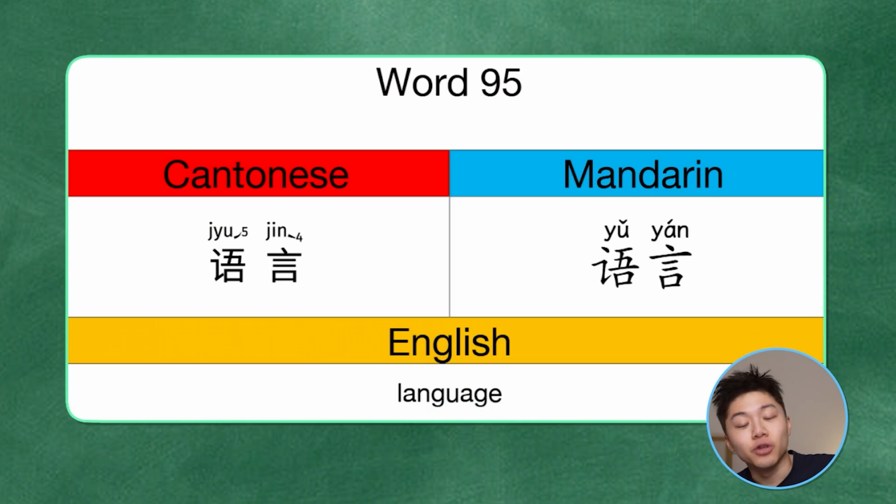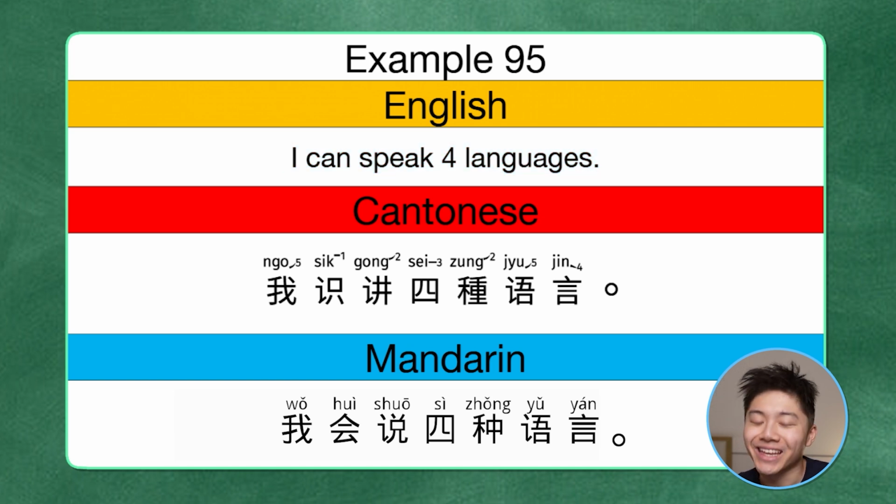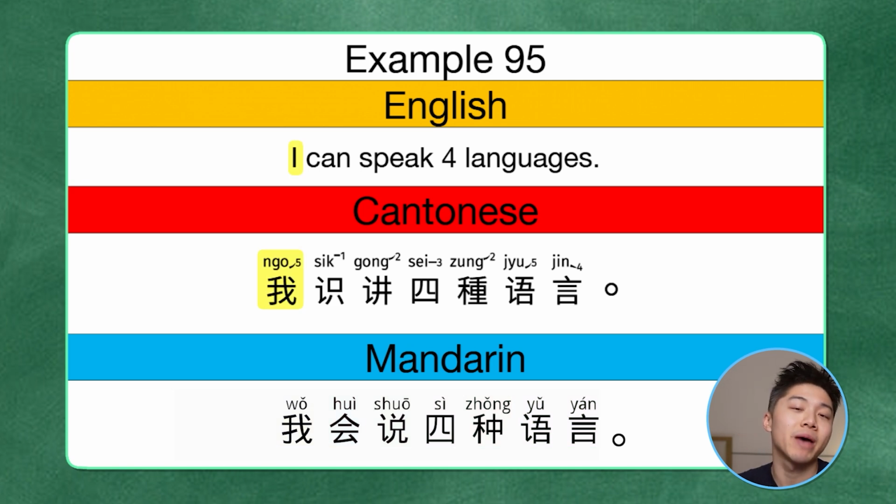Next is language, 語言. In Mandarin, 語言. I can speak 4 languages. True story, by the way. In Cantonese, 我識講4種語言. In Mandarin, 我会说4种语言。我 is basically I in Mandarin. Sick is basically like have the ability to, I can. In Mandarin, we use 会.